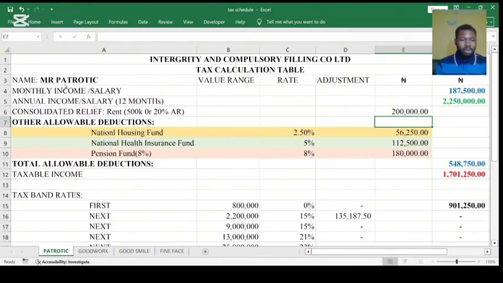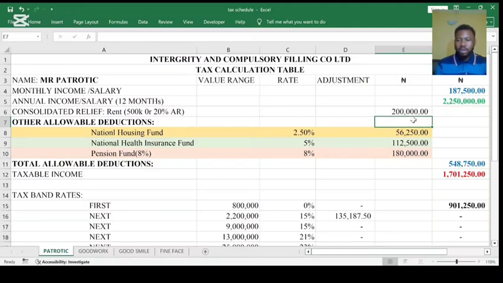You can see Mr. Patriotic, his monthly income is 187,500 naira. Annually his income will be 2,250,000. That is when we multiply 187,500 by 12, we get this amount. All right, now let's calculate his rent relief.